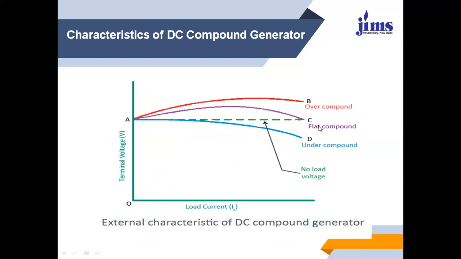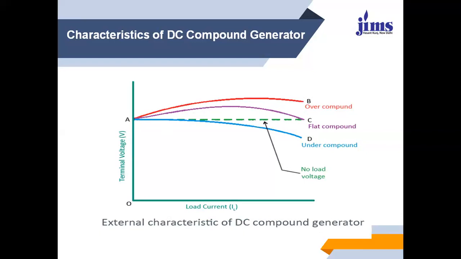If the armature current is constant and the field flux is associated with the series and the shunt winding, if both are equal in nature, then it will form a flat compound where the no load voltage and the full load voltage will be the same for the machine.